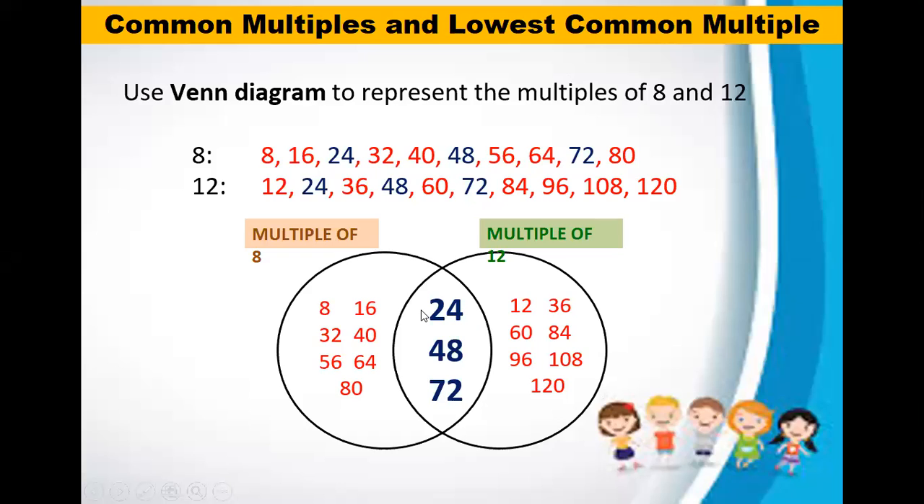So if you can see in our Venn diagram, all the common multiples are in the middle where the two circles overlap. Okay, because 24, 48, 72 are a multiple of 12 and also a multiple of 8. That's why they are in the middle. Okay, so what do you think is the LCM of 8 and 12? Because the lowest in the common multiples is 24, so the LCM of 8 and 12 is 24.